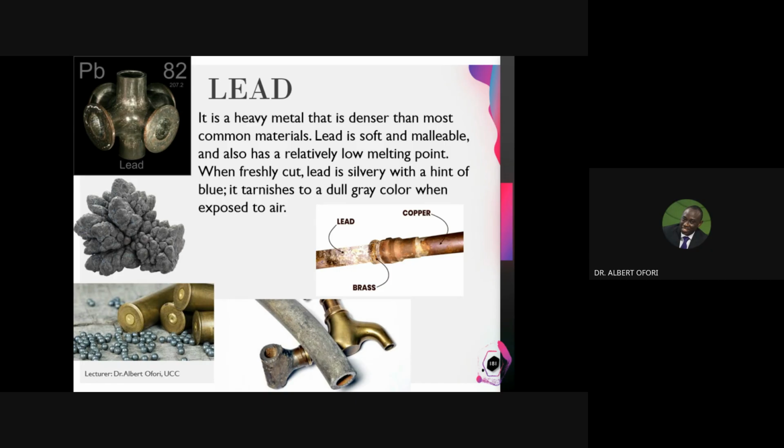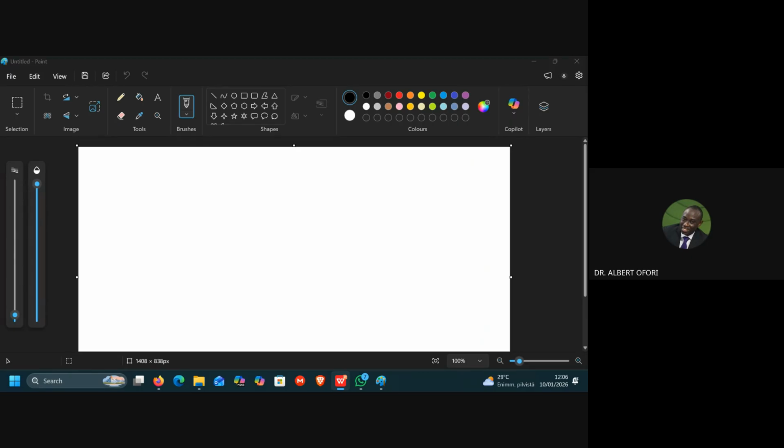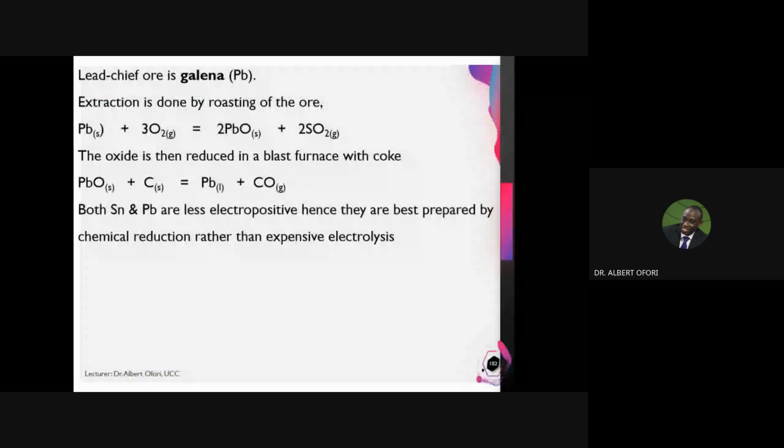So that's lead. The chief or common ore for lead is galena, which is the metallic lead. So please let me correct this. It's not PS, it's PB. Let me correct it. Okay, so that's galena, the metallic lead. What I'm showing here is metallic lead.